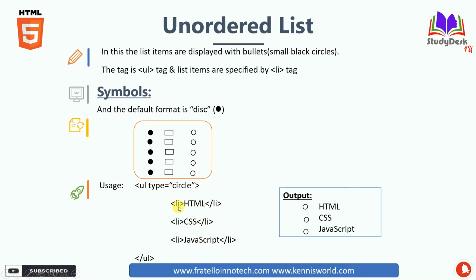In this LI, we need to mention the list item we want, between the LI tags. So LI, our content, and close the LI tag. Like this, you have to mention as many list items as you have. Those list items we have to mention between the UL and the closing UL tag. So this is about the UL tag. If you give it like this, the output looks like this. It will give this kind of format. So this is about unordered list. We'll see it in the execution part.